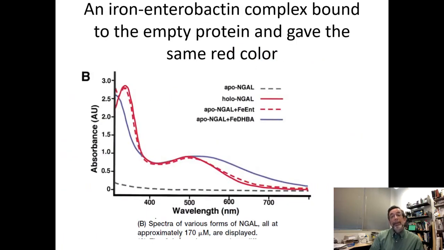One of the pieces of evidence in the paper was that you don't just look at it and say that looks orange. You actually take the spectrum of it in the visible wavelength. You know it absorbs in the visible wavelength. It lets the reddish 700 nanometer light through, but that means it absorbs around 500 to block that light. And what they did is they took a spectrum of the protein. Remember, it was called NGAL, that's its old name.